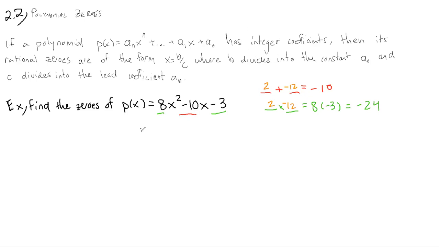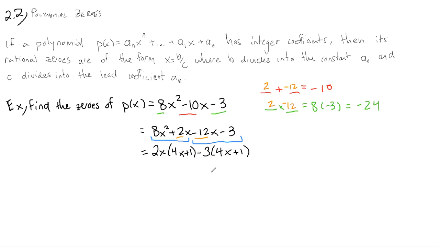And so I'll do this a long way. 8x squared plus 2x minus 12x, right? Remember, that's just the split, the 2 and the -12. And then -3, and I do my group factoring. I can take out 2x from the first two, and that will leave me with 4x plus 1. And then I can take out -3, and that should also leave me with 4x plus 1. So they both have a 4x plus 1. That means I've done this correctly.